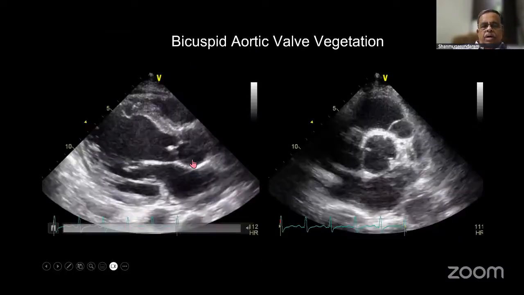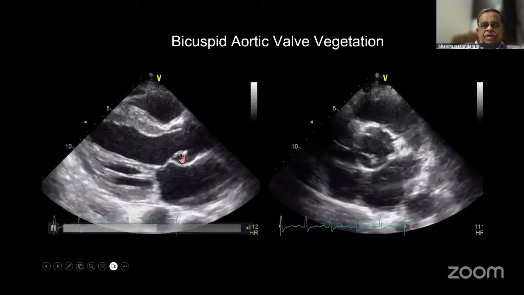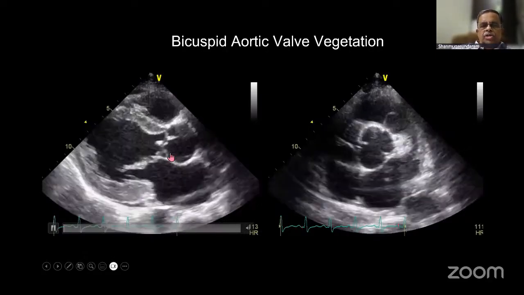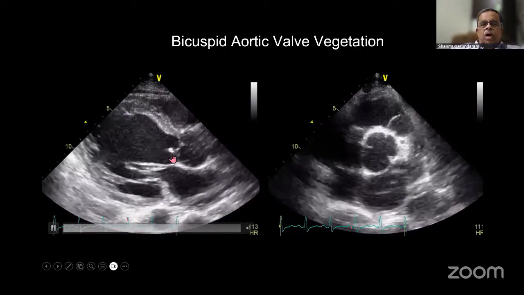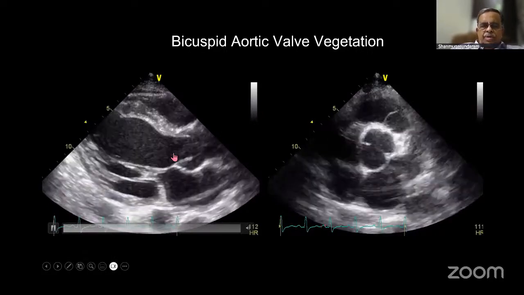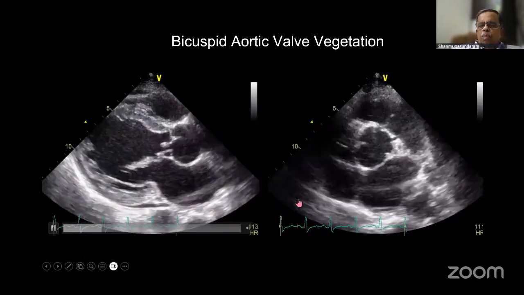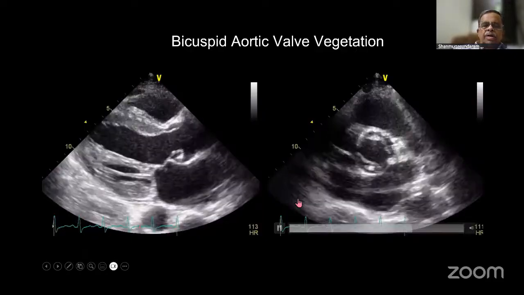Another example of bicuspid valve with infective endocarditis, the vegetation is much smaller than the previous one. Just look at the vegetation; it is a little more organized, a little more echoic. Probably, it is in the healing phase. Look at the way in which it makes independent movement when compared to the movement of the valve leaflets.